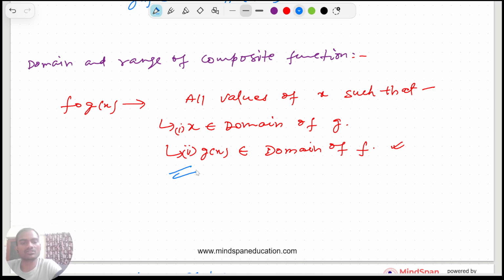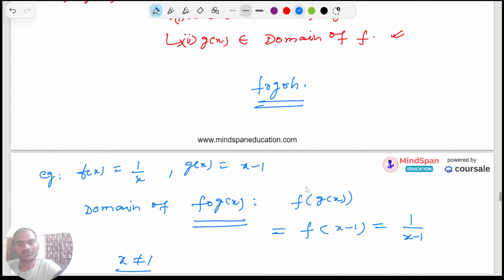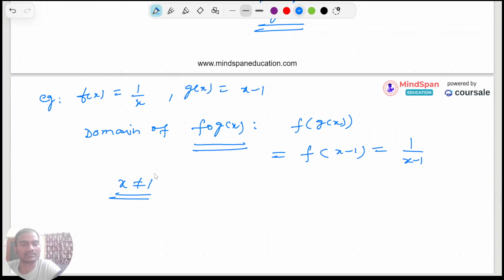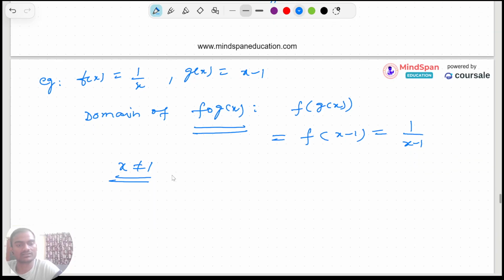And this does not apply only for two functions. If we have many more in the line of composition, like f of g of h, then it applies for everything. Any input in h should not break g, should not break f, correspondingly. Iteratively, whatever output comes from h should not break the input of g, and whatever output comes from g should not break the input of f. In that fashion, we can calculate the domain of this composite function.